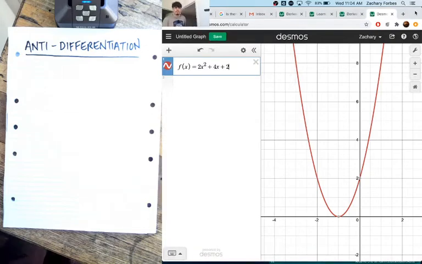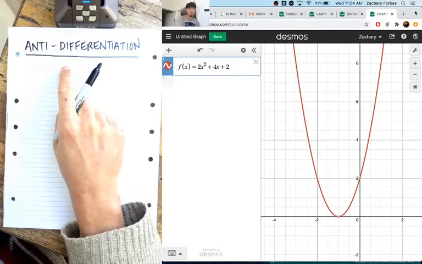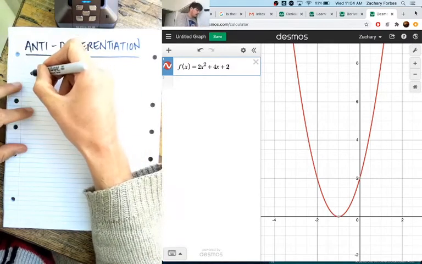Kia ora guys. We're going to have a look at pages 52 to 57 from the Walkermaths book, and the idea is anti-differentiation. And the best way to understand anti-differentiation is we'll start off by just reminding ourselves about differentiation.